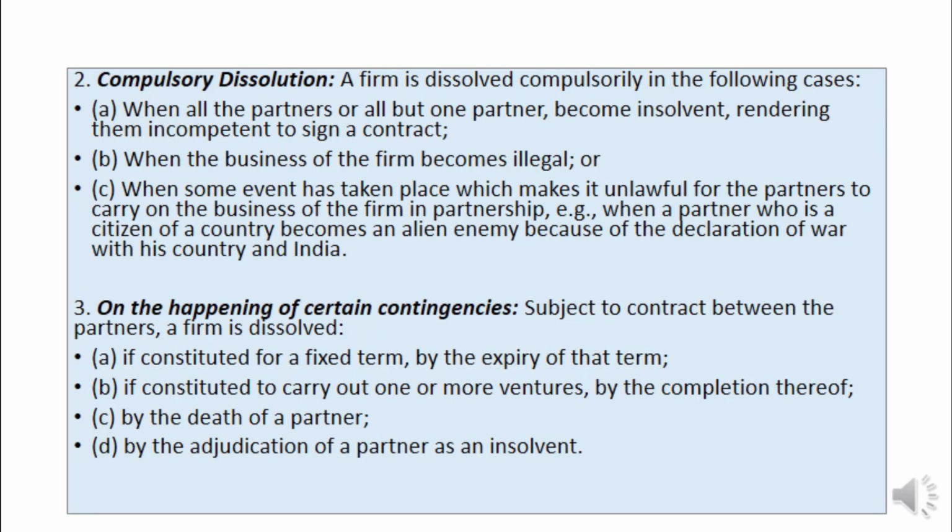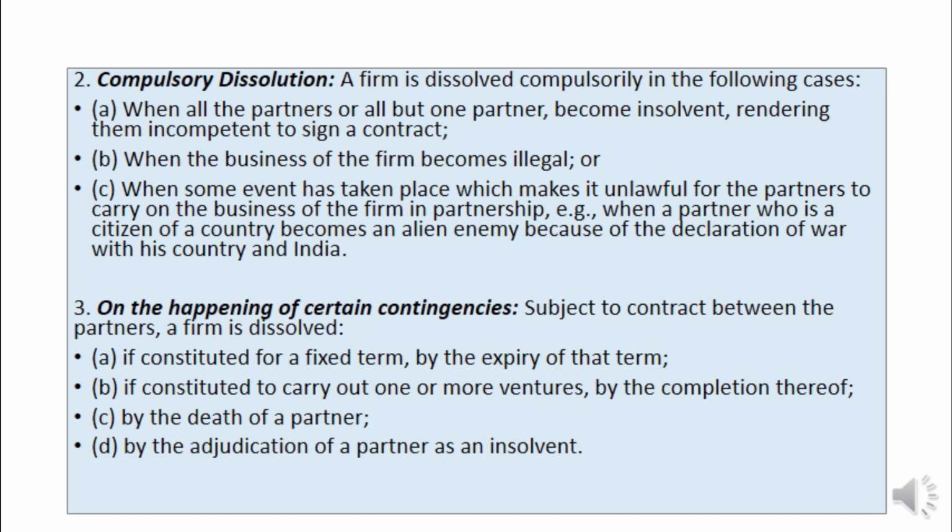partners. But the other kind of dissolution may be compulsory dissolution. It means the firm is dissolved when all the partners, or all except one, become insolvent, or when the business of the firm proves illegal. It means the business objective is not legal. Also when some event has taken place which makes it unlawful for the partners to carry on the business of the firm in partnership, for example when a partner who is a citizen of a country becomes an alien enemy because of a declaration of war between his country and India.